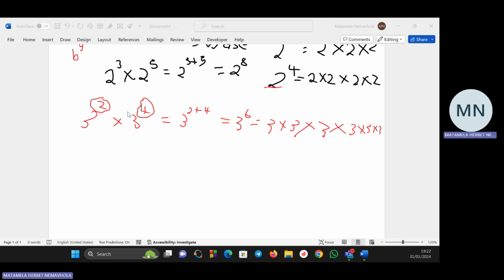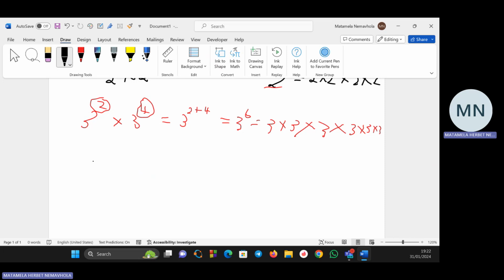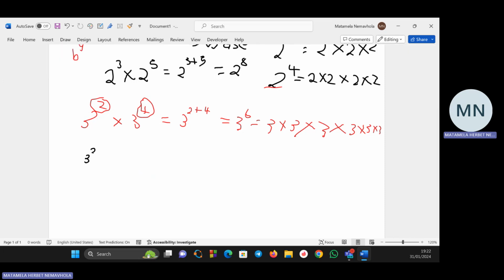So now, let's say for example, I use 3 to the power 2, and I'm multiplying it with 2 to the power 3. So if you check in this question, this base here is 3, and this base here is 2. So the bases are not the same. If the bases are not the same, you cannot say this equals 3 and then say 3 plus 2. This is wrong. It's wrong because the bases are not the same.